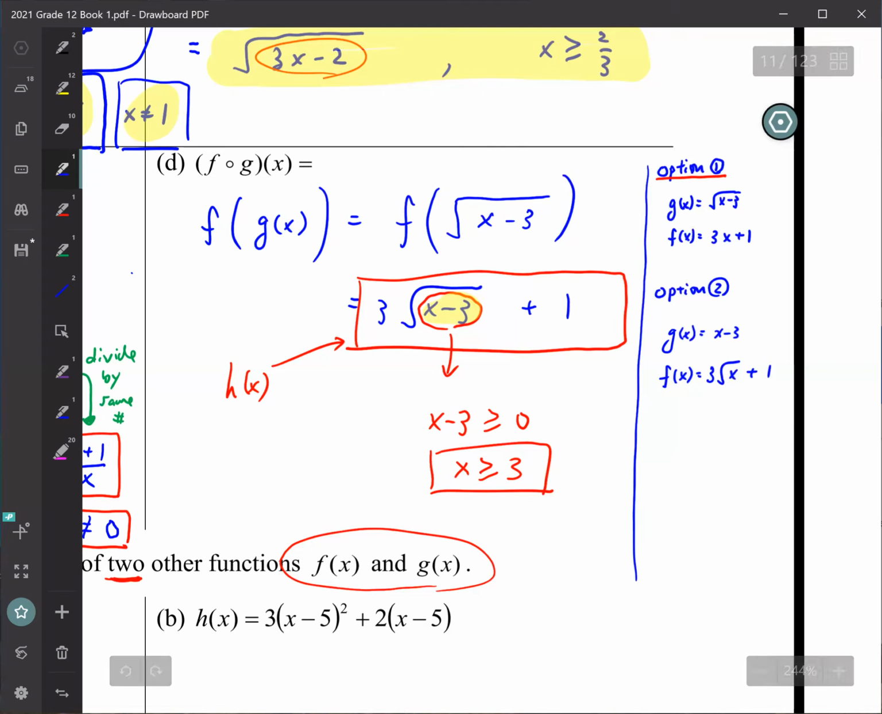Okay, so this is option 2, right? There are many options, right? Let's do another option. So everyone will probably get different ways of thinking. Option 3.